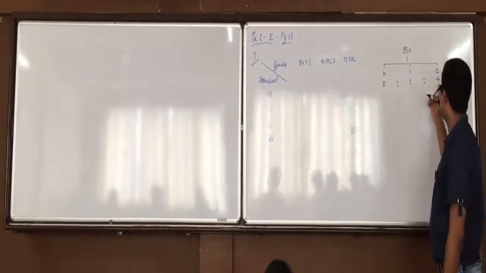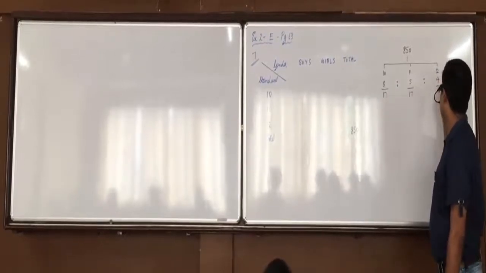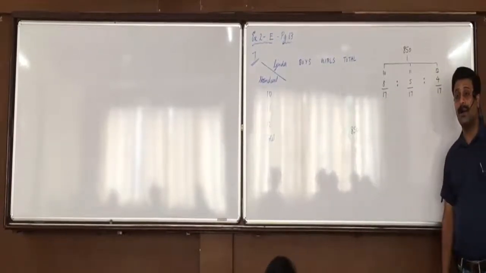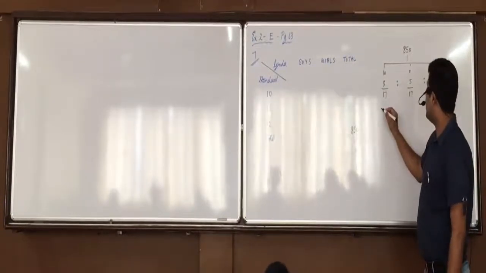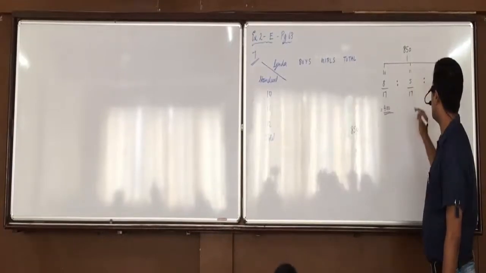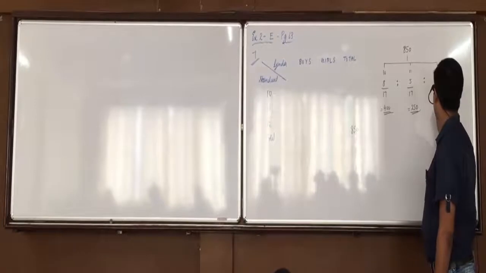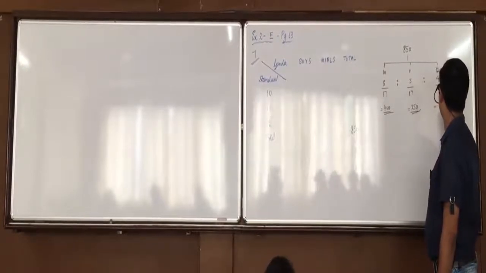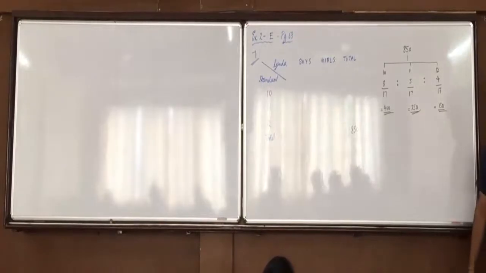8 plus 5, 13 plus 4, 17. 8 by 17, 5 by 17, 4 by 17. Any confusion in this? No. Now 850 into 8 by 17 is 400. 850 into 5 by 17 is 250. 850 into 4 by 17 is 200. Any confusion in this? You can cross check.